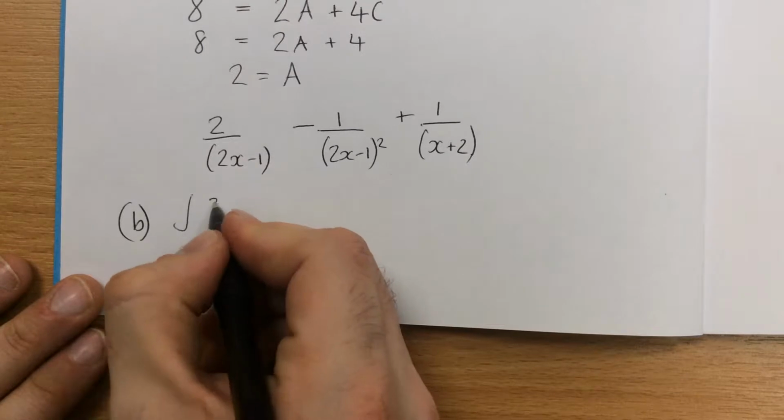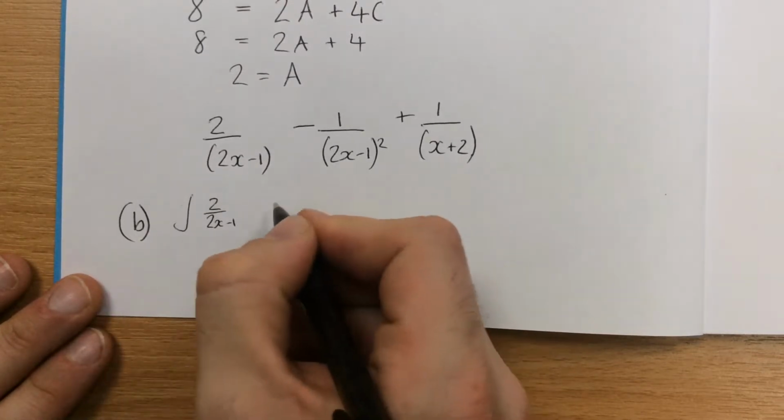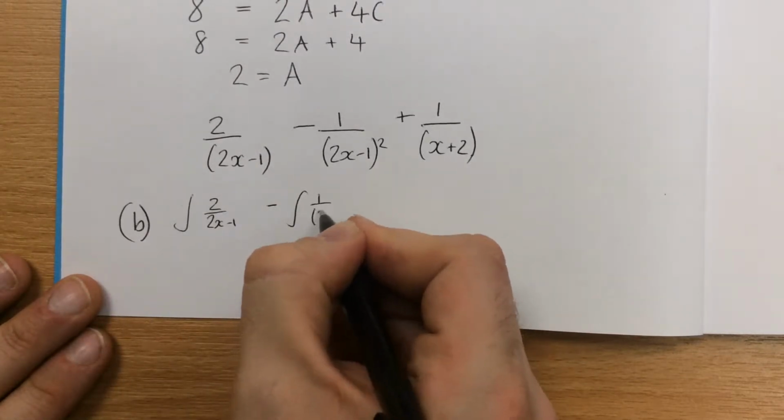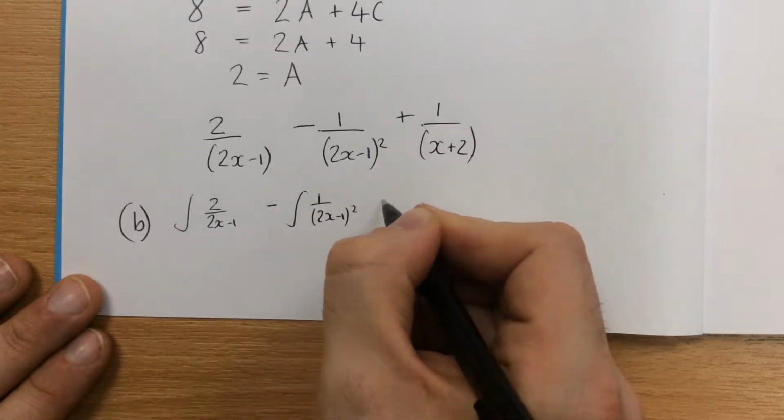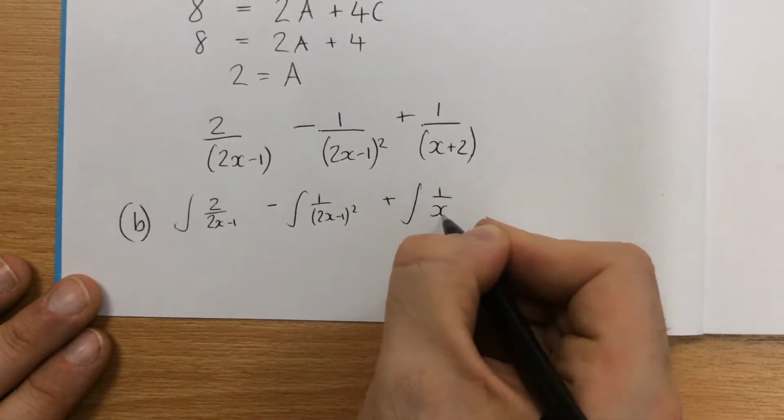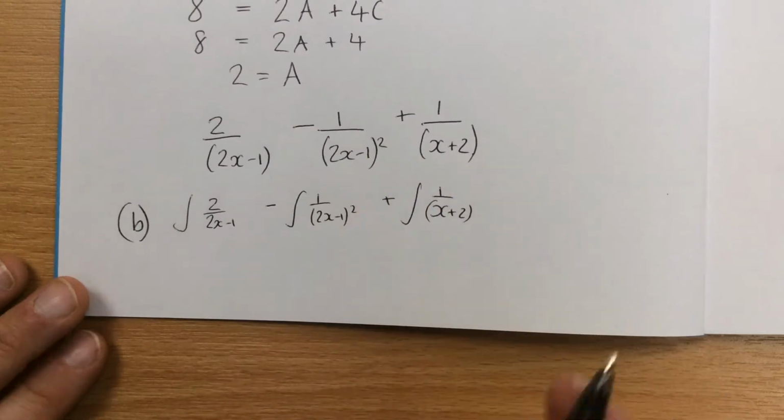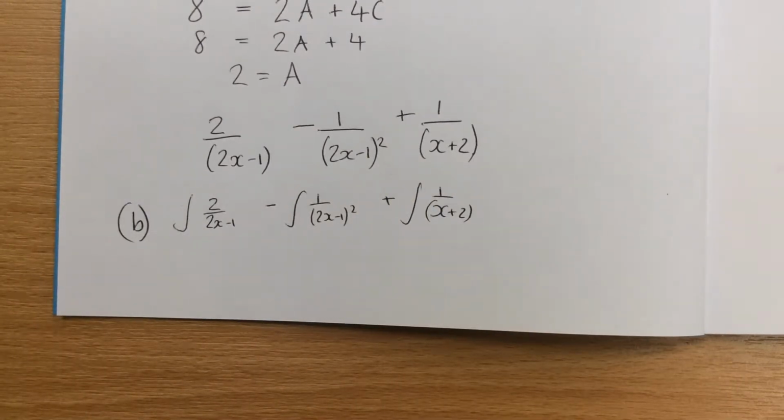So I'm going to integrate 2 over 2x minus 1, and then I'm going to also integrate 1 over (2x minus 1) all squared, and I'm going to integrate 1 over x plus 2. So I'm going to integrate the three parts of the fraction separately instead of doing it as one big question.